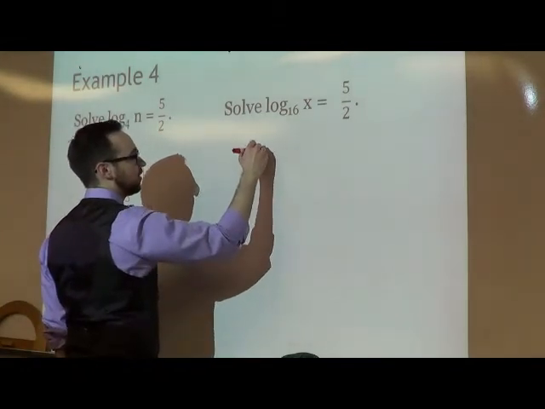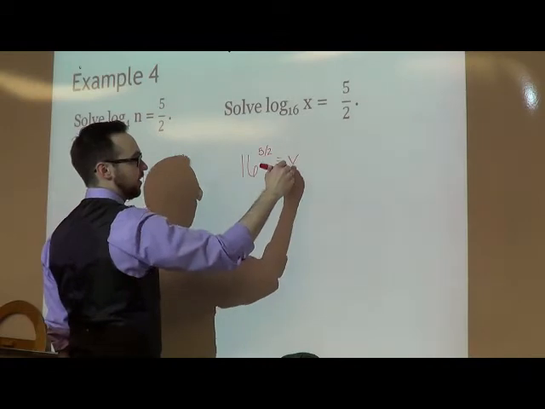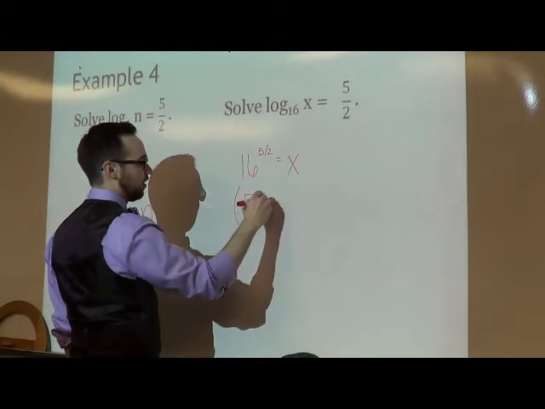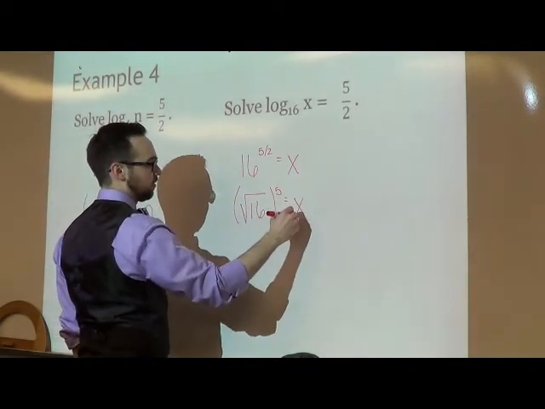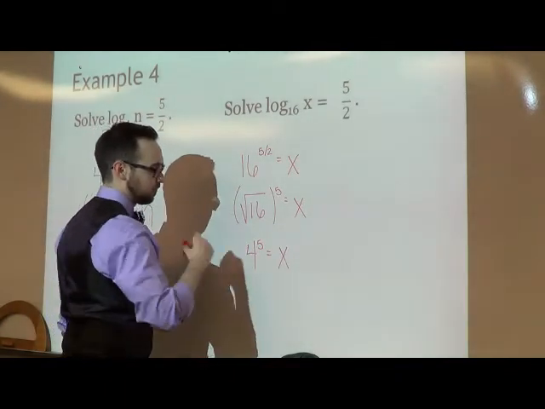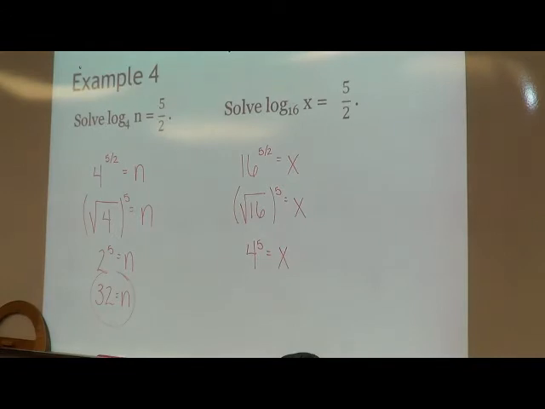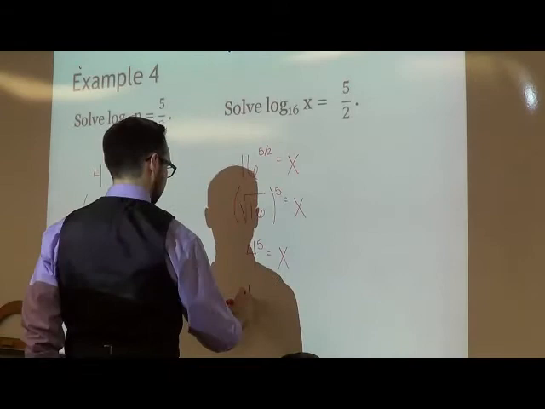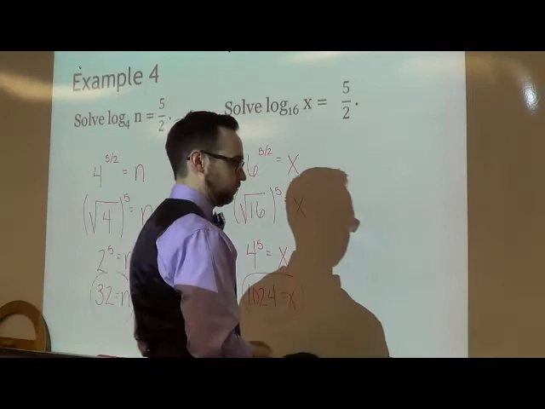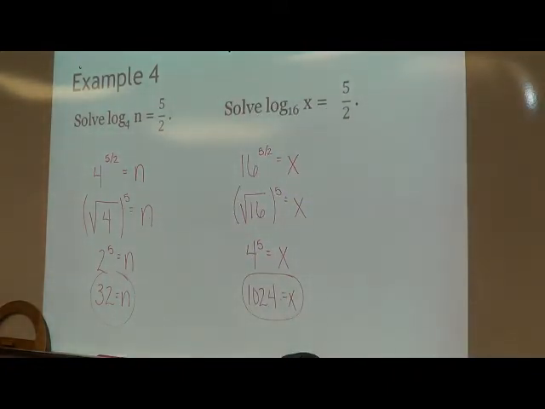We're going to have 16 to the 5/2 power is equal to something else. So then we have the square root of 16, then raise that to the 5th power. So we say 4 to the 5th power, and that is going to equal 1024. So a lot of these can all be solved by rewriting them, for right now, in exponential form.